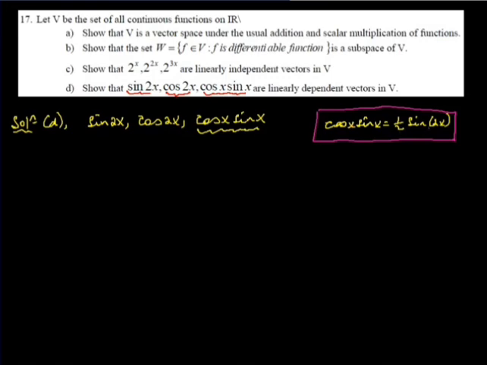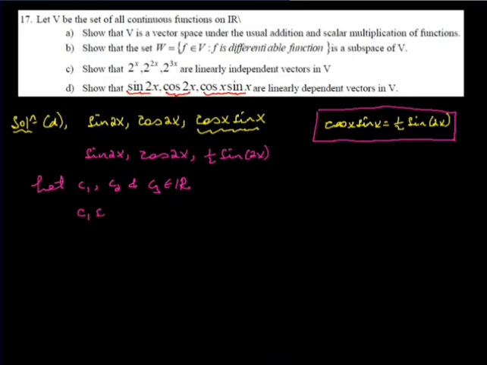So cos x sin x means half sin 2x. Therefore these functions are sin 2x, cos 2x, and half of sin 2x. It is enough to show that they are linearly dependent. So let c1, c2 and c3 be elements of the real numbers, so the linear combination is c1 sin 2x plus c2 cos 2x plus c3 times half of sin 2x equals 0. We solve this.